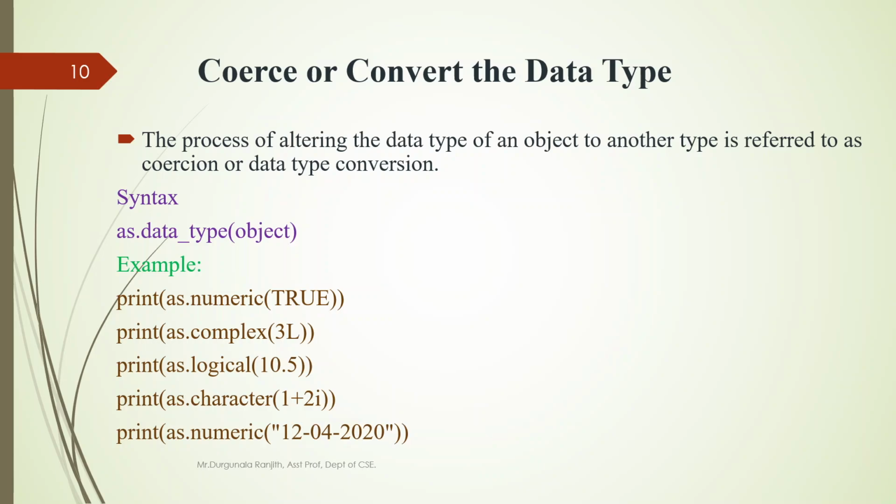And one more important point is normally in other programming languages we have typecasting. Here we call it coerce or convert the data types, which means we can convert one type of data into another type of data. The syntax is as. followed by the data type, and the object value that you have to give. Object value means either an integer value or boolean value or numerical value or complex value.